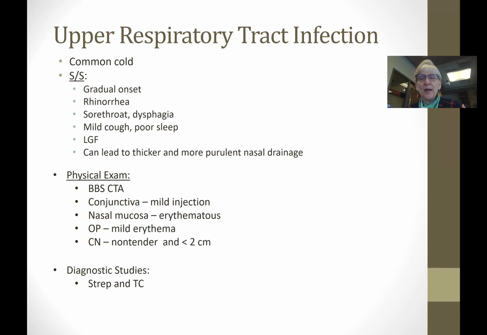Okay, so how do you know whether this kid has strep or not? How do you know if this kid has RSV, the flu, a cold? A lot of people will tell you that you can tell by looking at their throat if they've got strep throat.